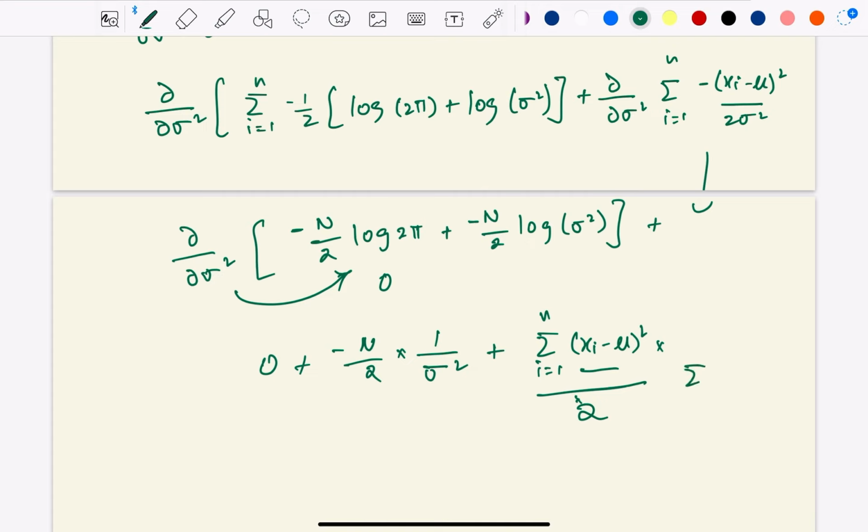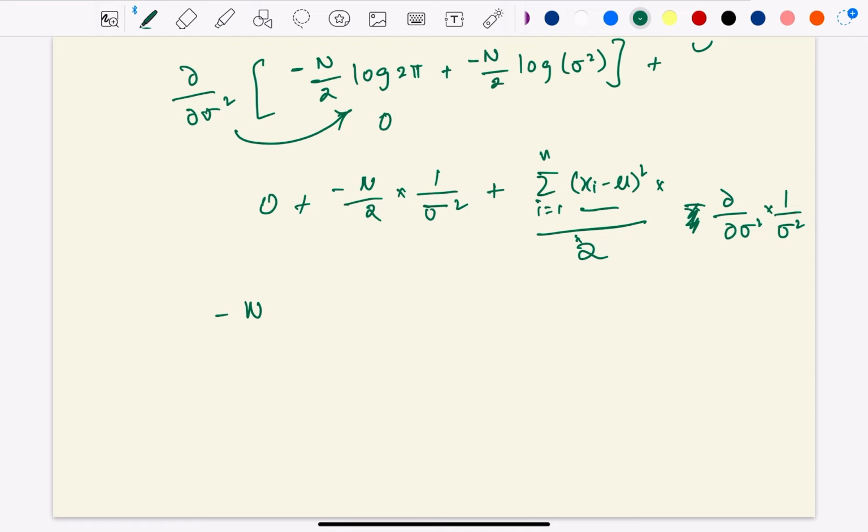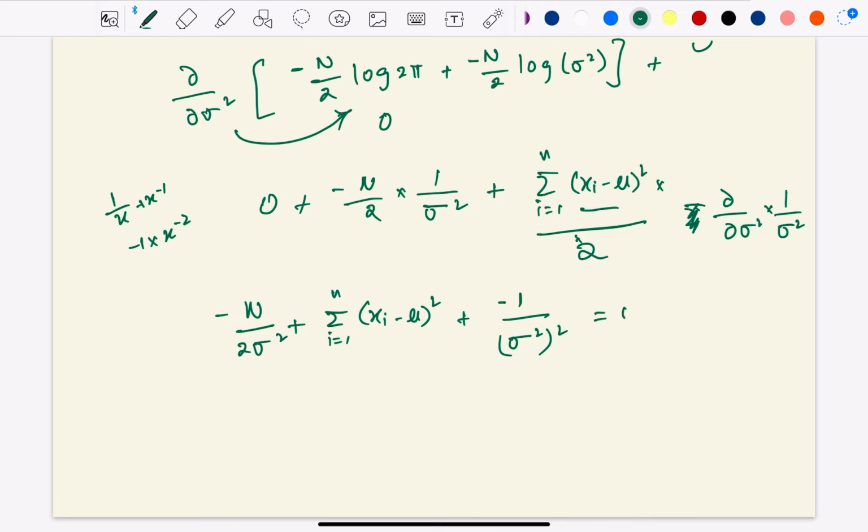And so summation of, no summation, derivation of 1 by sigma square is equal to n by 2 sigma square, x minus mu whole square, and derivation of this, 1 by x power minus 1. So x power minus 1 into x power minus 2, right? So it will become minus 1 into sigma square whole square equal to 0.